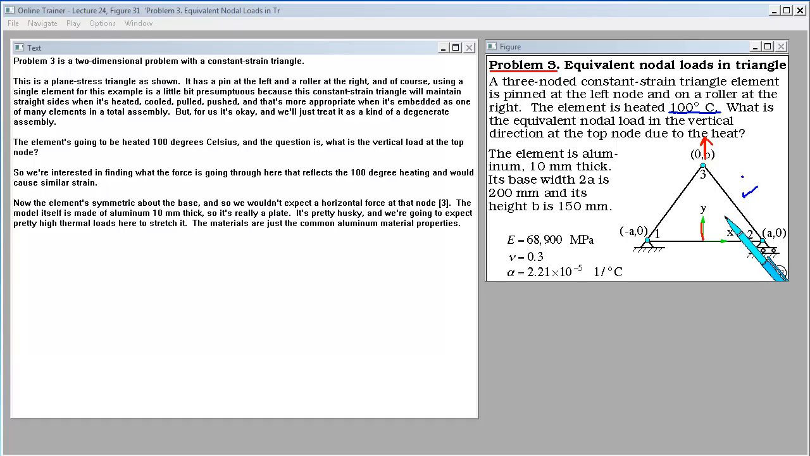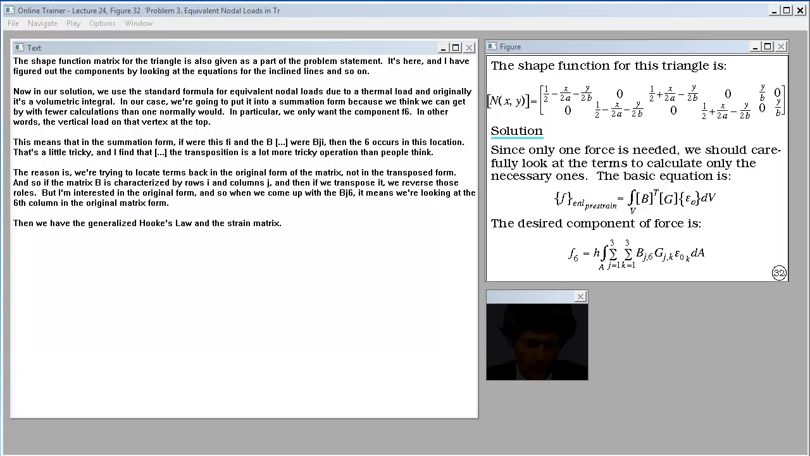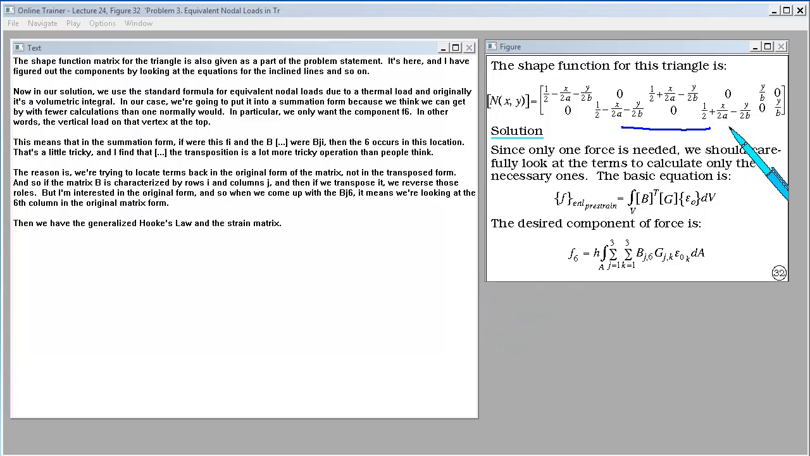It's pretty husky, and we're going to expect pretty high thermal loads here to stretch it. The materials are just the common aluminum material properties. The shape function matrix for the triangle is also given as a part of the problem statement. It's here, and I have figured out the components by looking at the equations for the inclined lines and so on. Now in our solution, we use the standard formula for equivalent nodal loads due to a thermal load, and originally it's a volumetric integral.